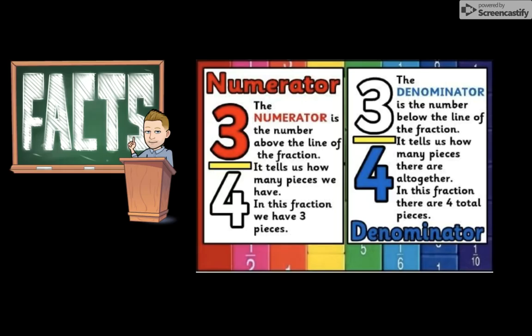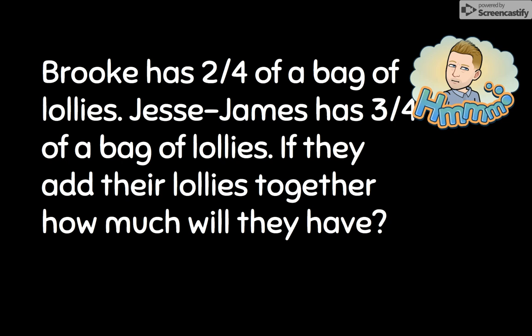Alright, what's the numerator? The numerator is the top number in a fraction. It tells us how many pieces we have. The denominator is the bottom number in a fraction, and it tells us how many equal parts the whole is broken up into.